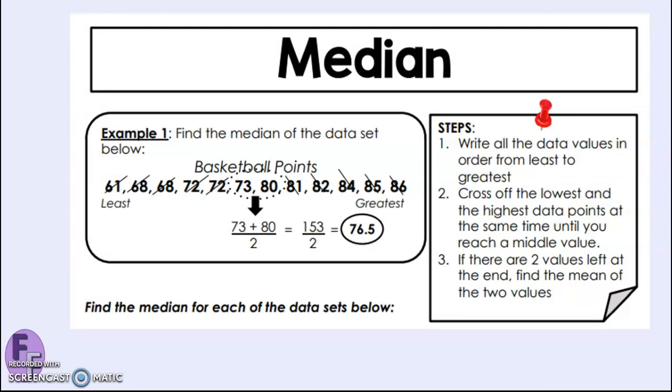Remember, to find the median, list the numbers in order from smallest to largest or least to greatest. Cross off numbers from both sides of the data set, and then find the middle. If there are 2 numbers in the middle, add them together and divide by 2.